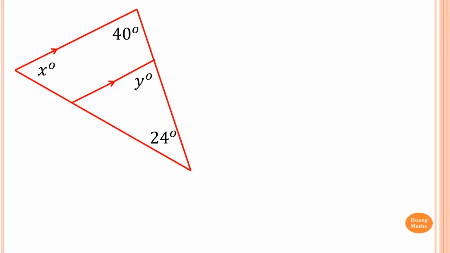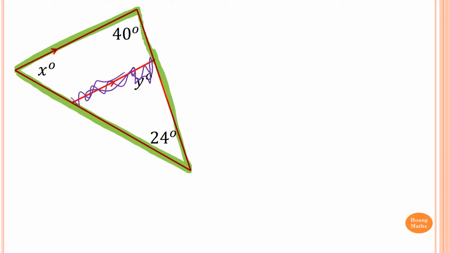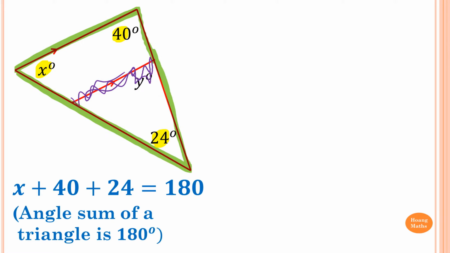Now, first of all, we can find the value of X first in this case. To find the X value, what we do, we get rid of this first. We ignore this. So now it is a triangle. So now we know X plus 40 plus 24 is 180. And the reason is angle sum of a triangle is equal to 180.